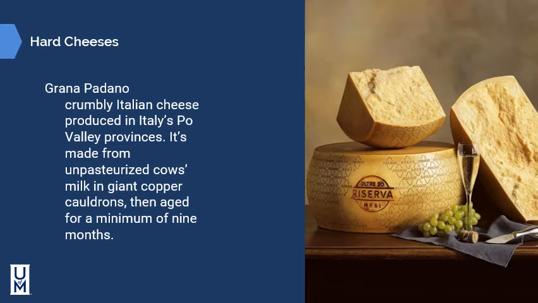Grana Padano is a crumbly Italian cheese produced in Italy's Po Valley. It's made from unpasteurized cow's milk in a giant copper cauldron and then aged for a minimum of 9 months.